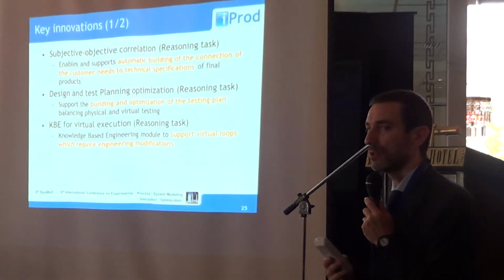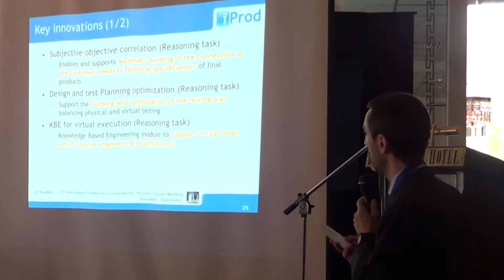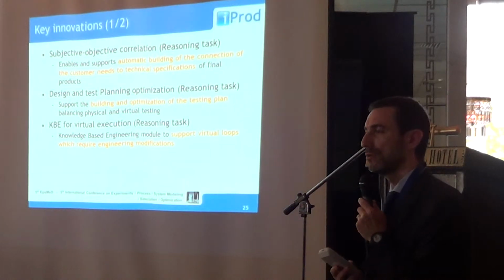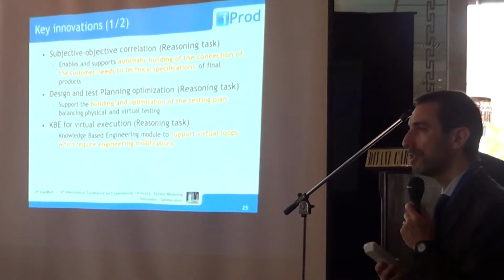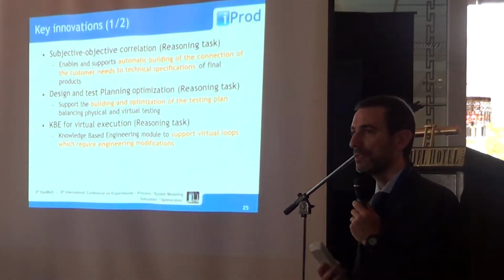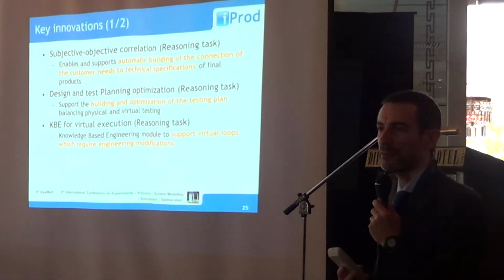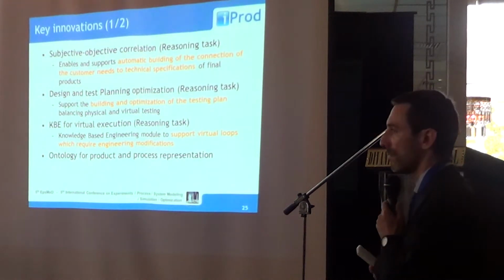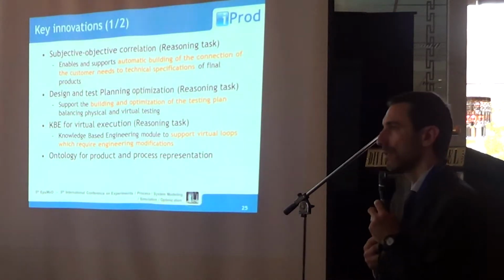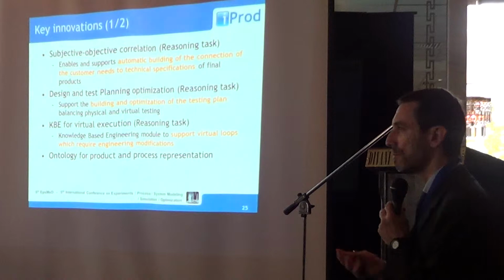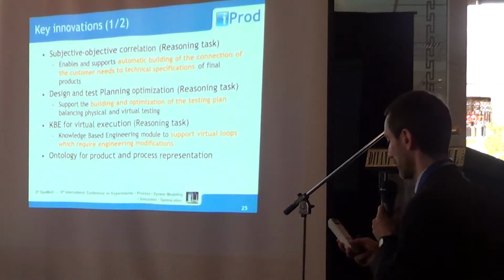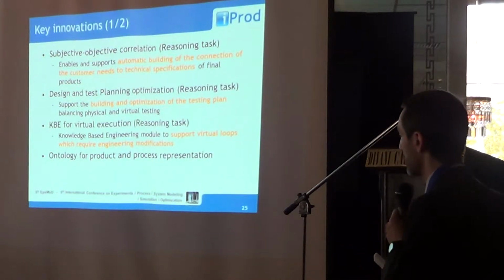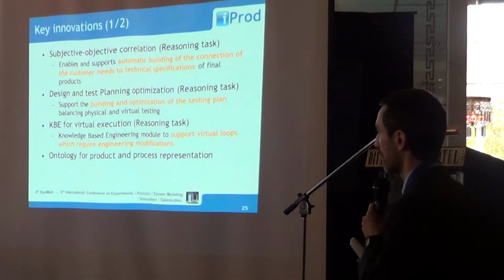Use what we call knowledge-based engineering, KBE, for virtual execution, which is a very powerful tool to reduce repetition of the same tasks, when these tasks can be easily done by a computer. And then we also provide ontologies, that is a map or a description of the domain for products and process representation. Part of it has been already presented yesterday, and there will be also some other presentations about these ontologies later today.